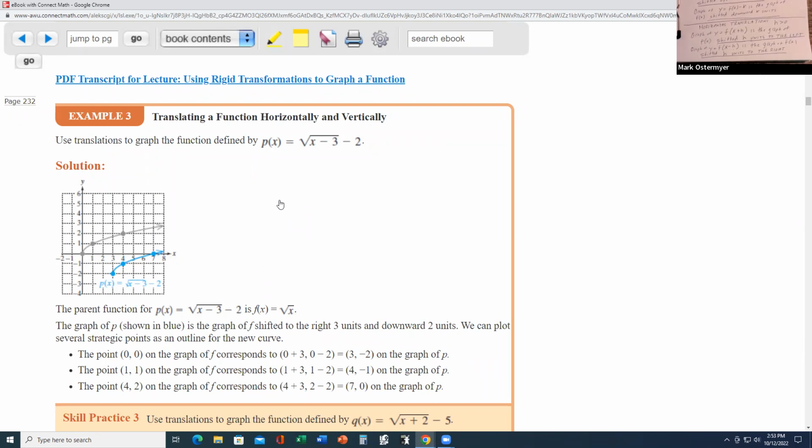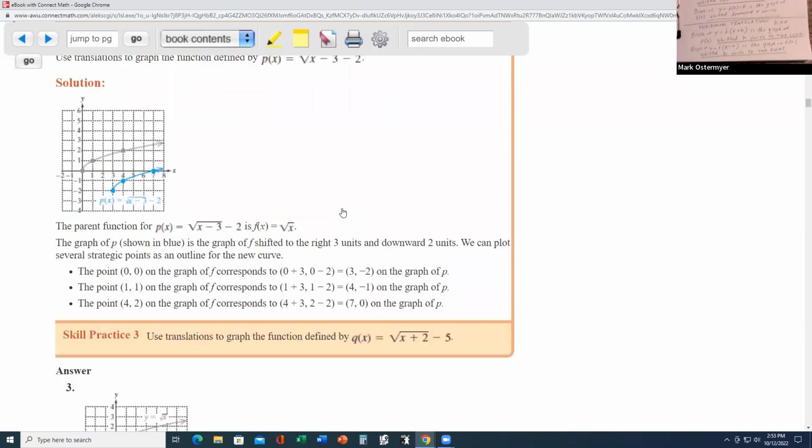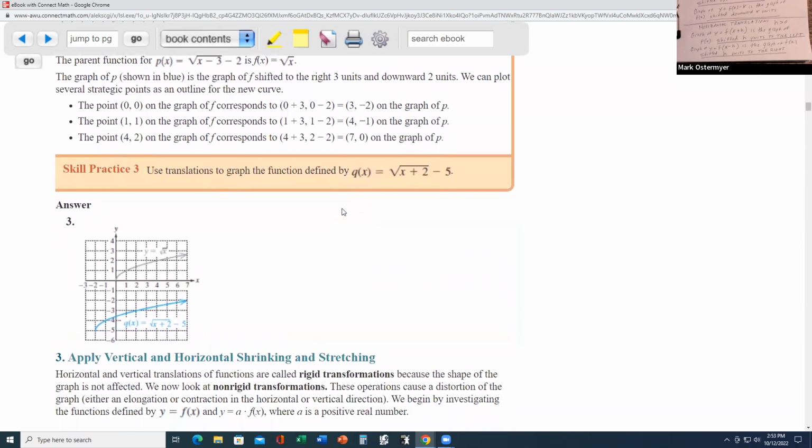All right. So far, all of these translations here have been rigid transformations in the sense that the graph shape is preserved.